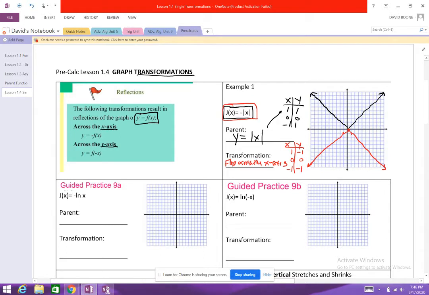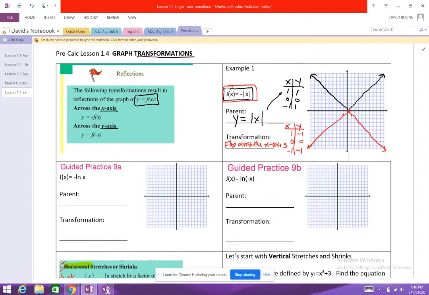So I'm going to go through these guided practices with you. I'm not going to have you pause the video right now. I'm just going to kind of work through those right there with you. So if I look at this, this is the natural log function. Our parent function will be y equals the natural log of x.